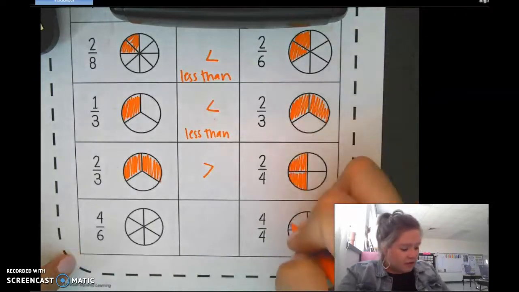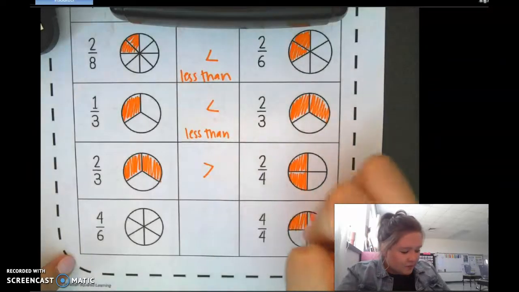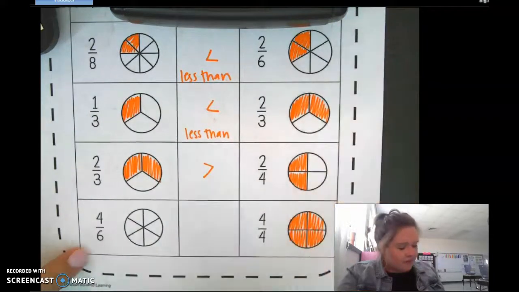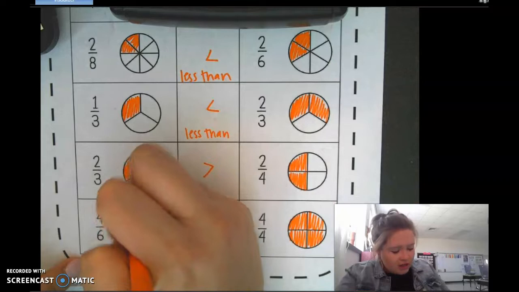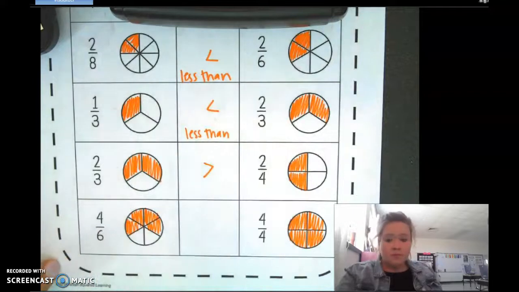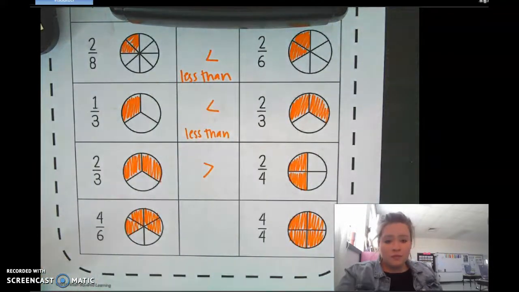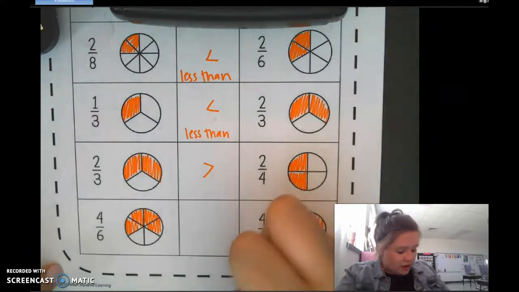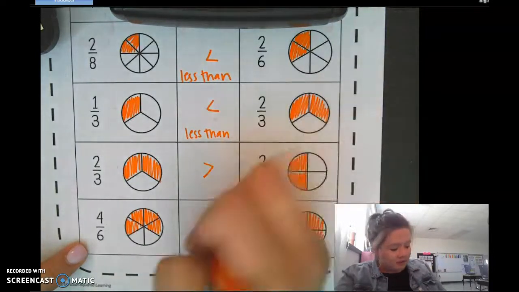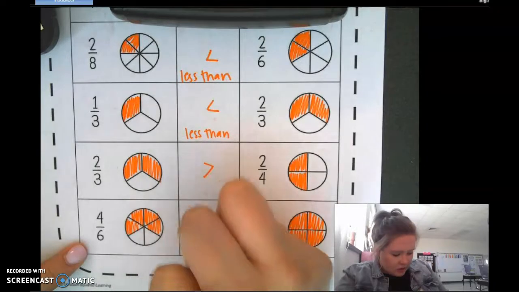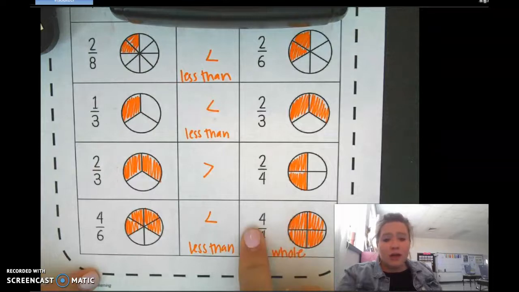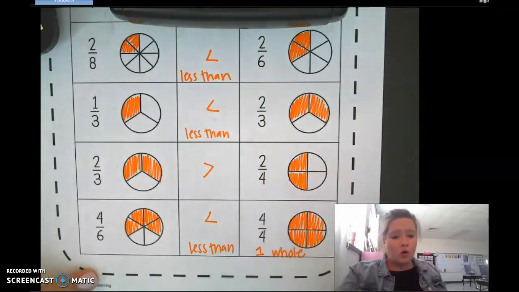Great, your 4ths are going to have larger pieces. Okay, and then 4/6. Also, what does 4/4 represent? Four-fourths represents one whole. Okay, so 4/6 is going to be less than 4/4. Remember, when your numerator and your denominator are the same number, that means you have a whole is being shaded, a whole is being counted.